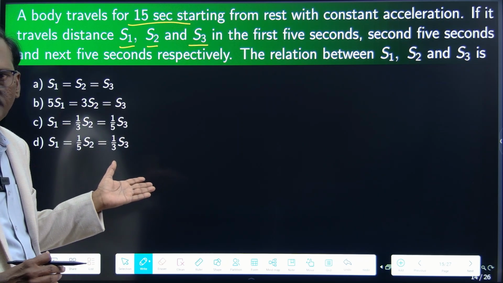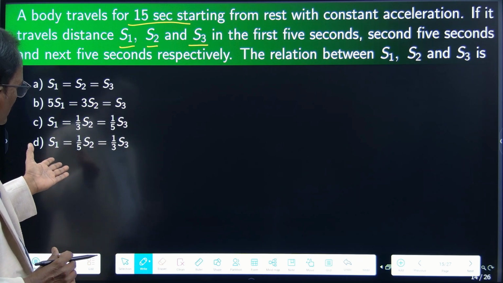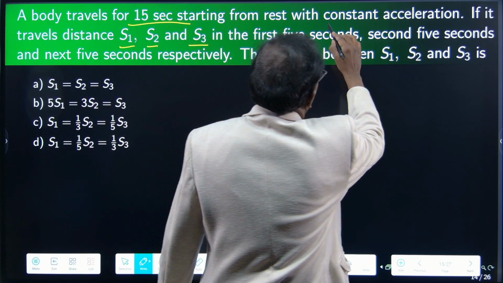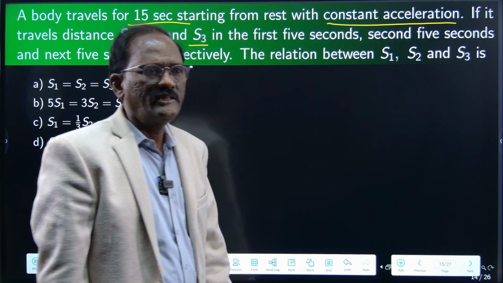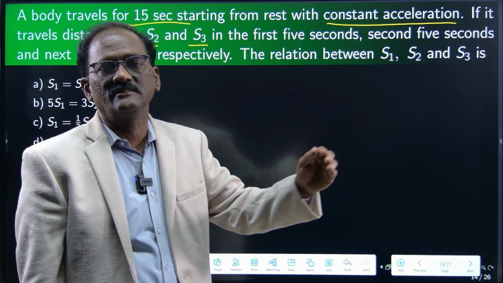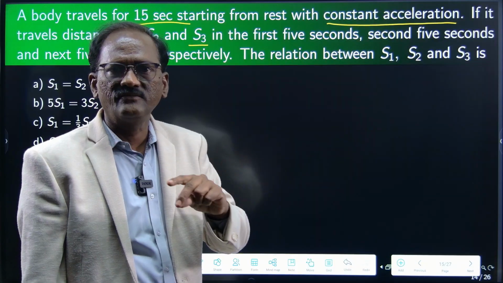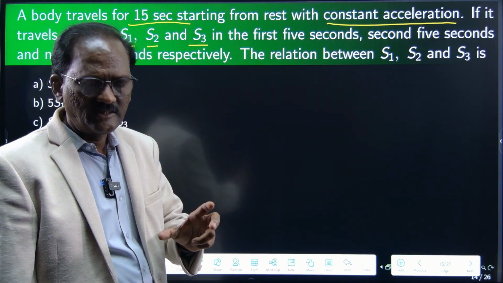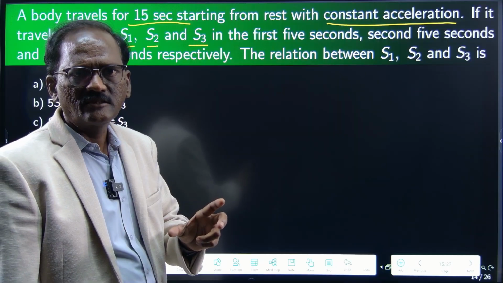Logically you will find the answer immediately, right? This is constant acceleration, not deceleration. So if a particle is given an acceleration, its speed will go on increasing for every moment, for every second, right? So in the first time interval, it has some speed.